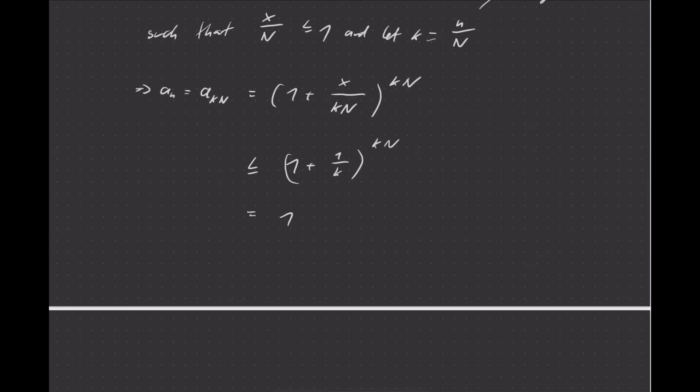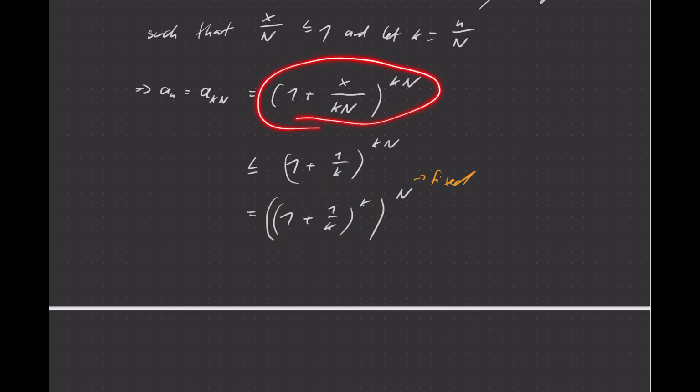And this in turn is the same thing as that sequence 1 plus 1 over k to the power of k to the power of capital N. Remember, capital N is fixed, so that doesn't do anything to the sequence or to its limit or to the fact that it converges or not, or to the fact that it's bounded or not. What is interesting is the behavior of this part here. So what we've shown is if we can show that this part is bounded, then the original sequence, this one here, will also be bounded.